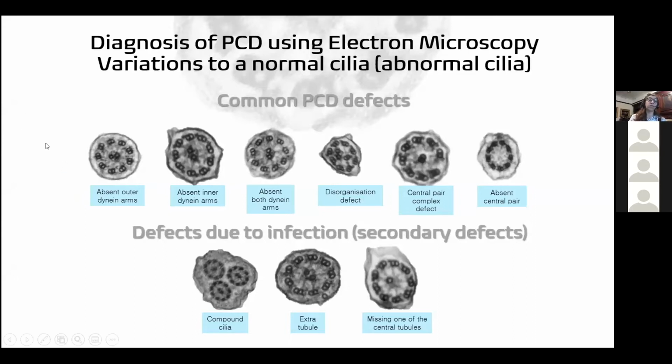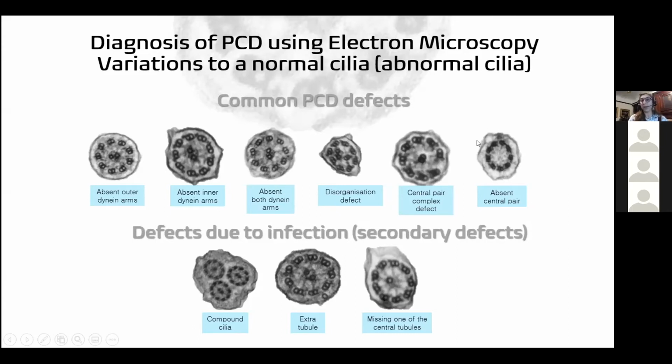I have here absence of outer dynein arms, where the outer dynein arms are not present, or at least might not be completely present, might be a bit stubby, or just a remnant of an outer dynein arm there. We have absence of inner dynein arms, which is this case over here, a bit more tricky to identify. Then we have absence of both. We have disorganization of the axoneme, so if the cilia gets this very disorganized, crumbled appearance, and then we have central pair defects.